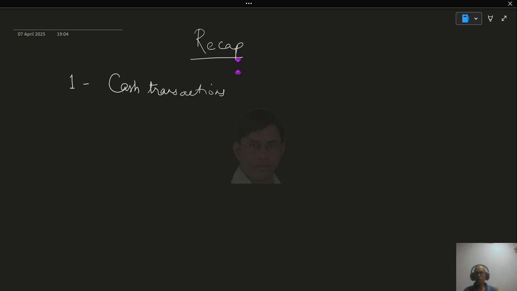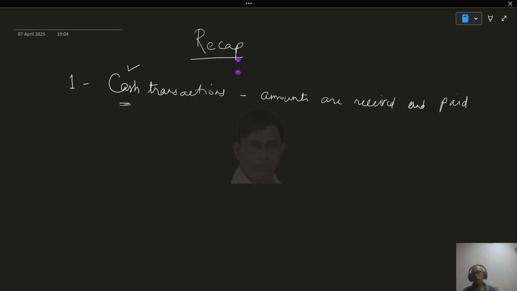In this lesson, we learned how to record cash transactions when payments are made and amounts are received. So that is what a cash transaction is. Cash transaction means money is paid to someone and money is received from someone. So how to pass those entries? That's all we have done.